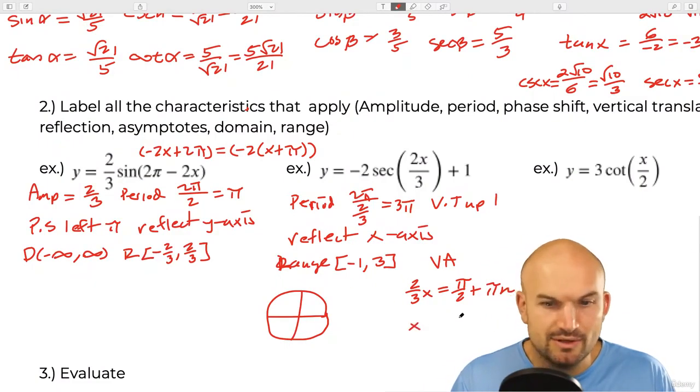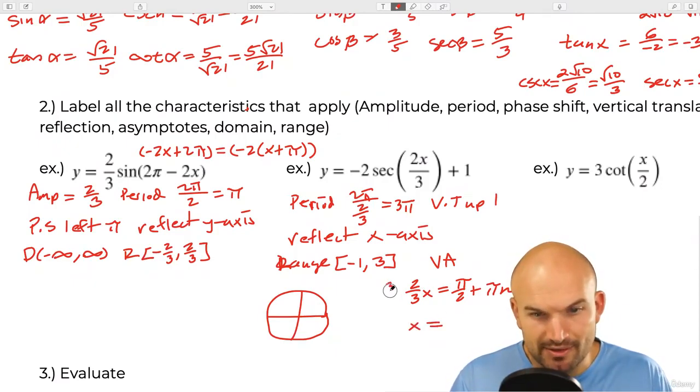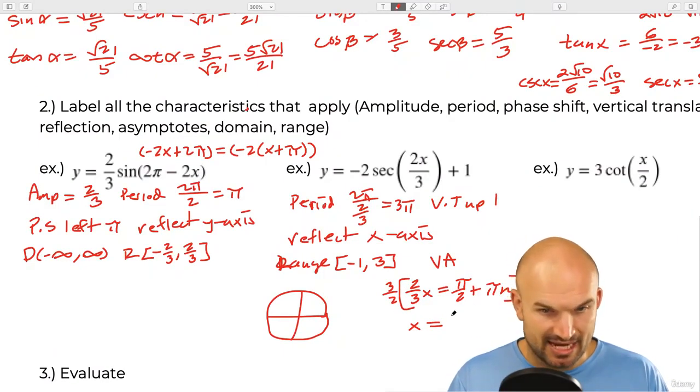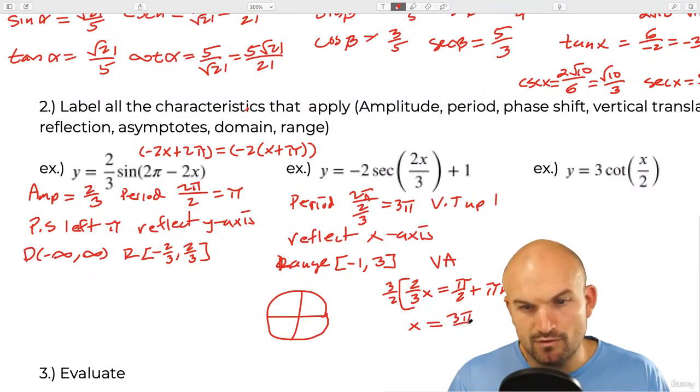So x is going to equal 3 pi. So if you now multiply by 3 halves times everything, right? And what you'll basically get, if you multiply across, is 3 pi over 4 plus 3 pi halves n.